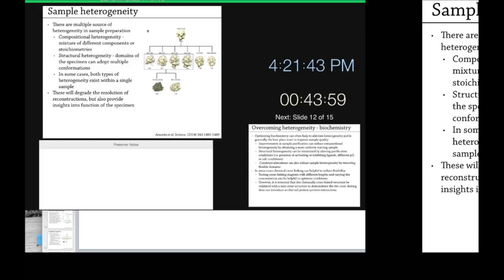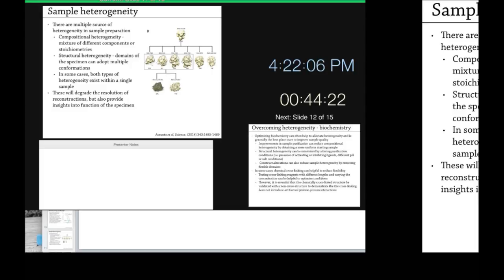The other is compositional heterogeneity. So you have normally an 11 component complex. Sometimes you're going to have 8, sometimes you're going to have 10, sometimes you're going to have all 11. And so if you go through and average everything together, you're going to end up with portions of the reconstruction that are going to be very weak, because that component is only there in some fraction of the particles.